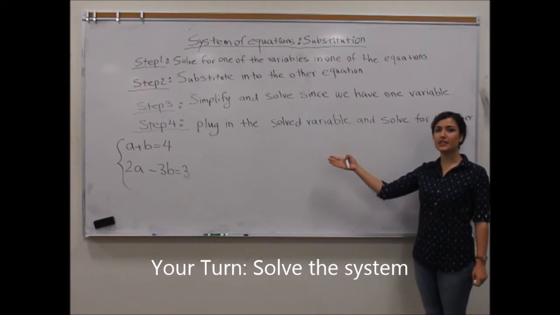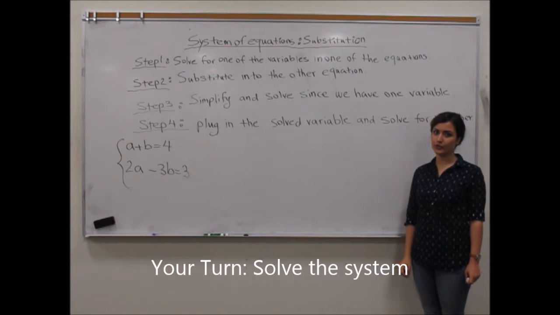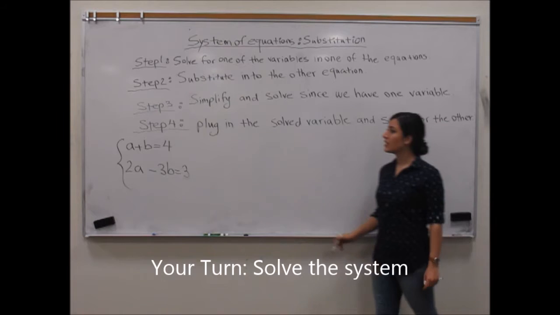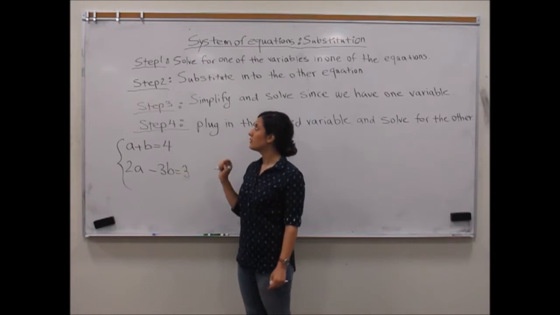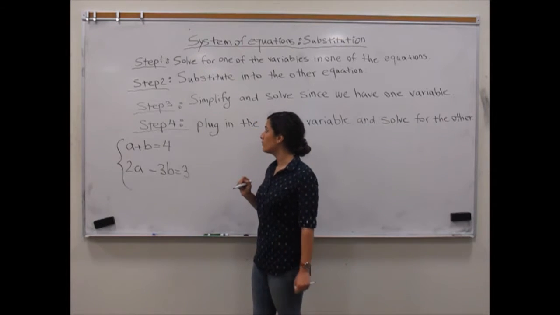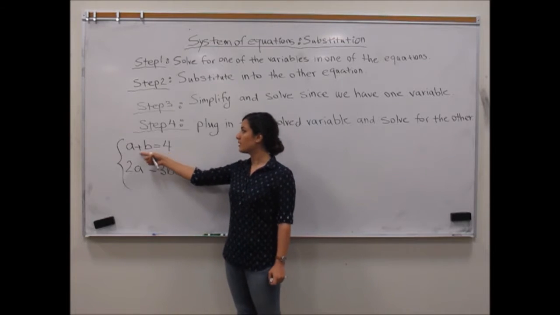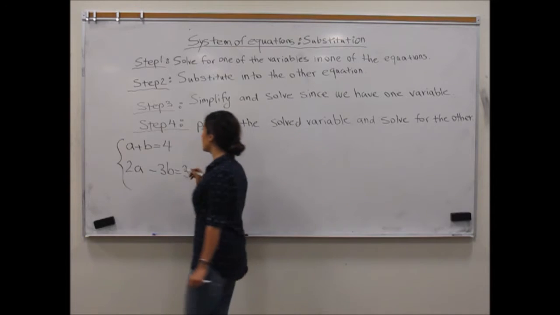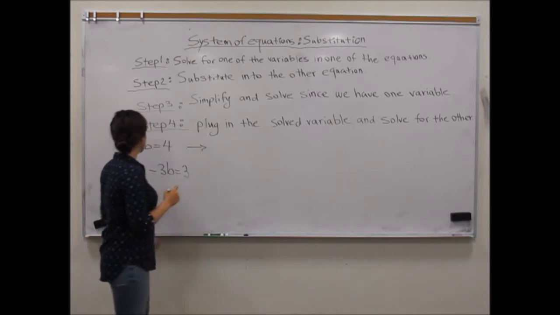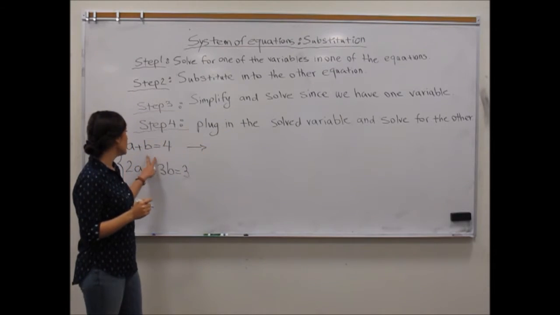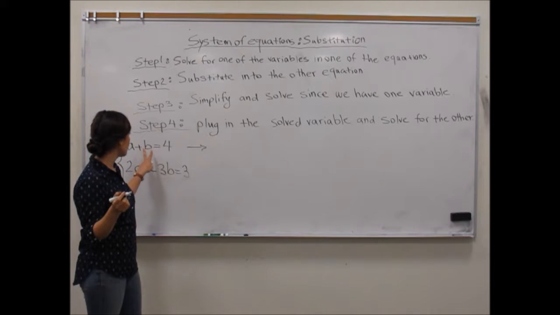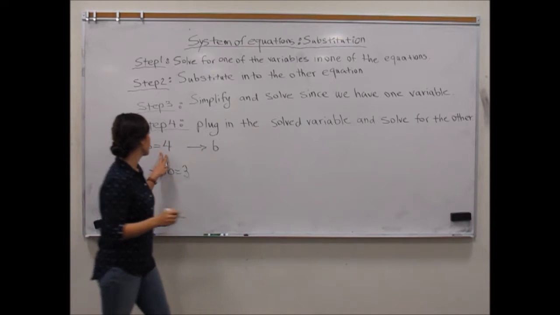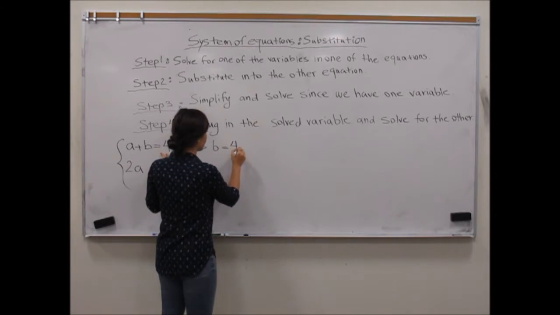Alright, here I have another example for you to try, and then we'll go over it together. Alright, as you can see, again, in this system, we have to do step 1 again. So for step 1, I'm going to choose the first one because the second one is a bit more complicated than the first one. It doesn't really matter if you solve for a or b, you're going to get the same answer, but I'm going to solve for b. So minus a from both sides, I'm going to have b equal 4 minus a.